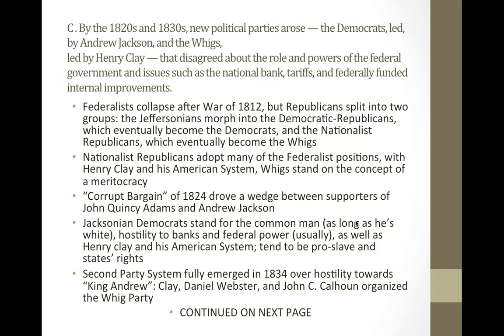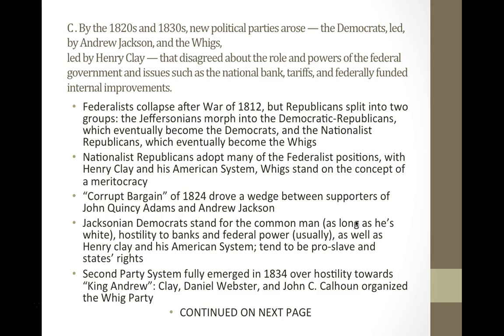All right, Jacksonian Democrats, remember, stand for the common man. Obviously, as long as he's white; his record with minorities is not very good. Generally hostile to the banks, generally hostile to federal power, hostile to Clay and his American System, and intended to be pro-slave and pro-states' rights.